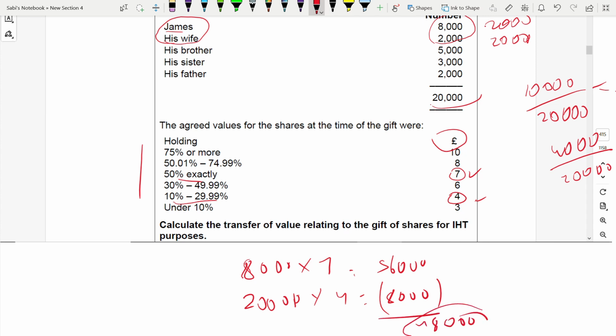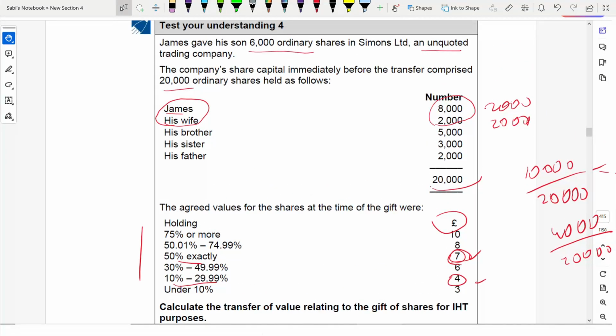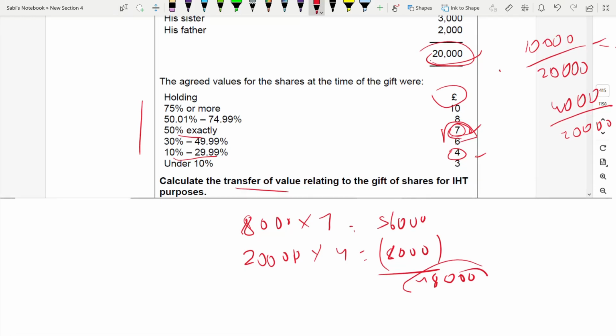This is the transfer of value. We used this just to find the value. We already used the related property A and B for this one to find the percentage, and then we got the value. Multiply that value with the James number before and after gift and got the transfer of value. Done.